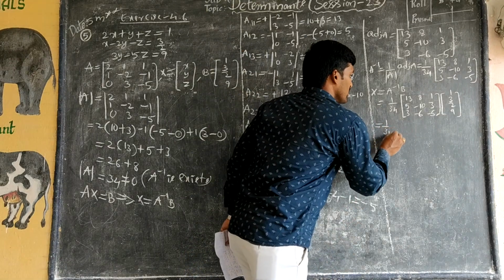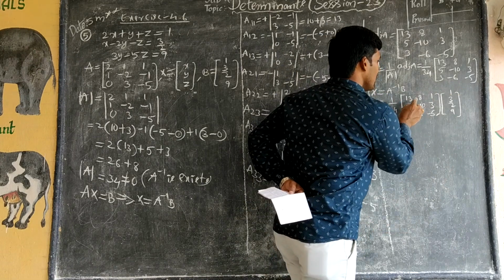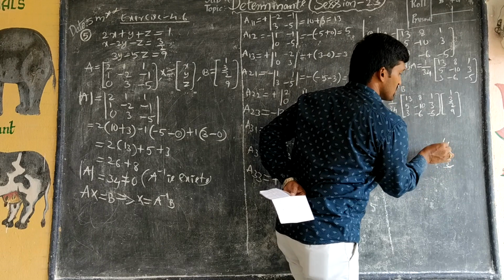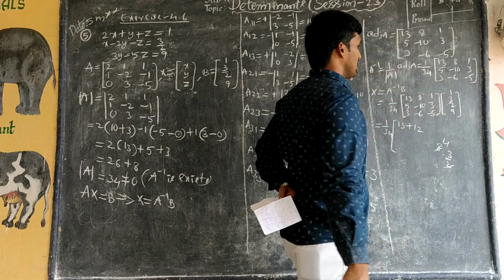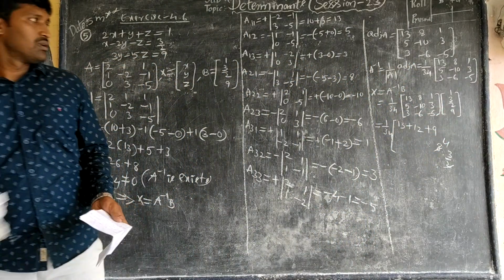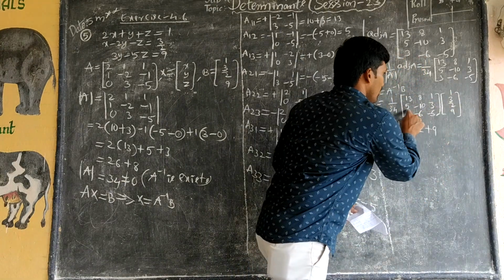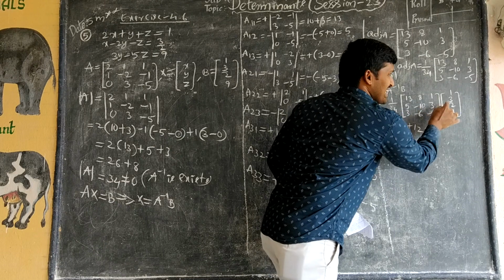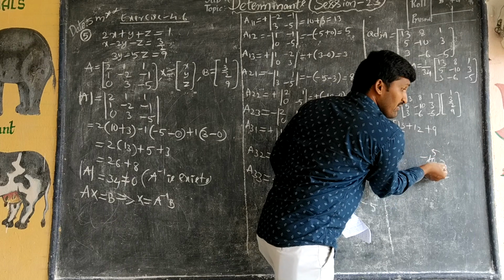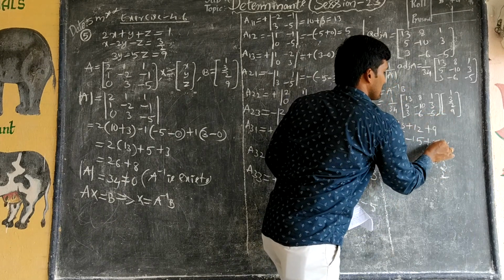So 1 by 34 into, you need to multiply row with column. 13 ones are 13. 8 into 3 by 2 means 2 ones are 2, 4 threes are 12. Next, 1 into 9 is 9. Next, second row with column. 5 ones are 5. Here minus 10 into 3 by 2 means 2 fives are 10, minus 5 into 3, it is minus 15. Next, 3 into 9, it is clearly 27.